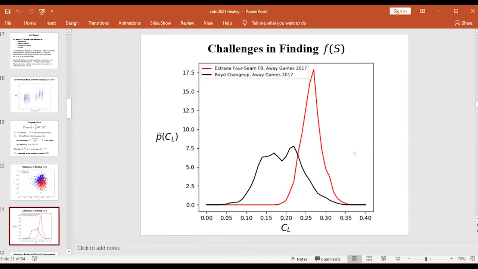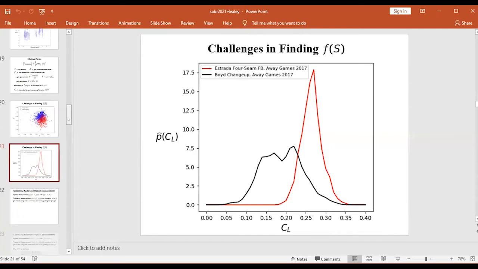So these are a few things. Some other things that we have to address are that there's a different amount of scatter for different pitch types from different pitchers. This is just an example of the distribution of the lift coefficient. The red curve is a Marco Estrada four-seam fastball, and these are just for away games to remove the effects as much as possible of any park bias. But we see we have a tight distribution here for this Estrada pitch, and then the black curve here is a Matt Boyd changeup, and we see that we've got a lot more scatter. We've got a wider distribution.